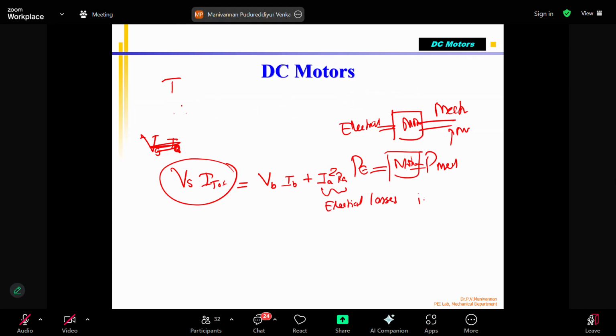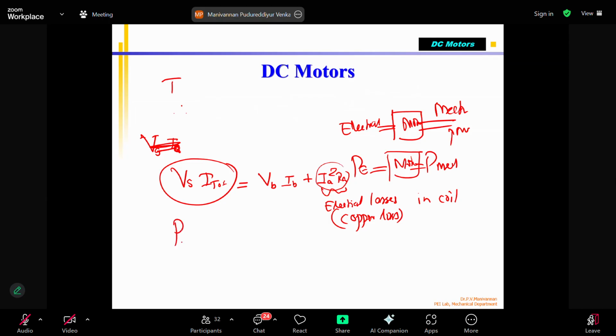Here IA square RA is called the electrical losses in the coil. Sometimes they call it copper loss, because the wire is made of copper and has resistance. If current flows through it, some amount of energy is wasted as heat. That is called I square R loss. This is generated heat and is wasted in the motor coil.